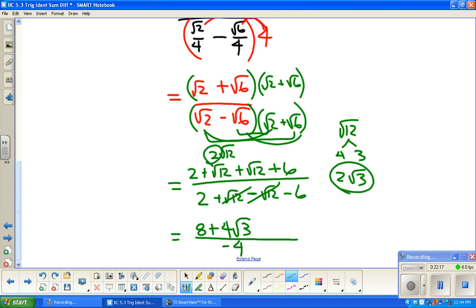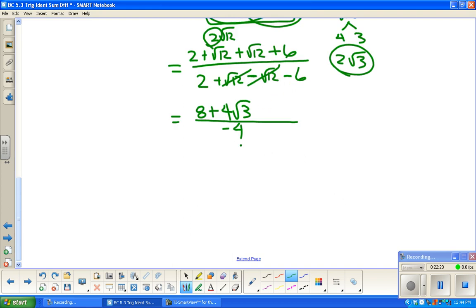Now I have two things that are being added or subtracted, but I actually have a common factor of 4 in every one of those. And I'm going to go ahead and divide by negative 4. So 8 divided by negative 4, and 4 divided by negative 4, the square root of 3.